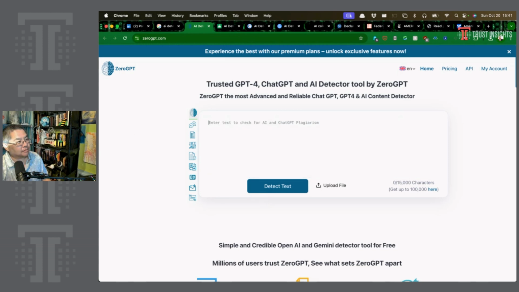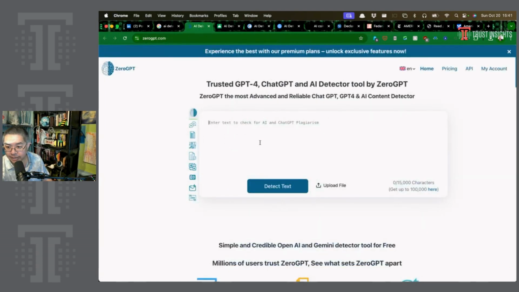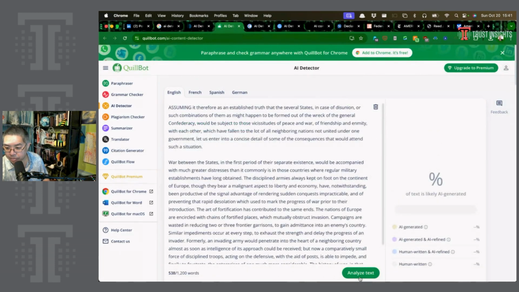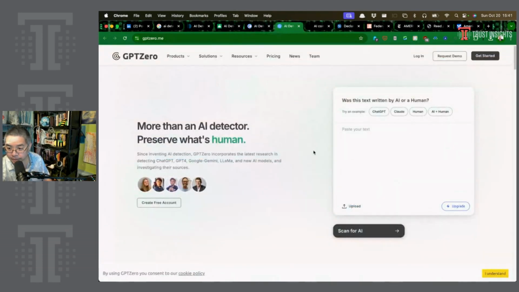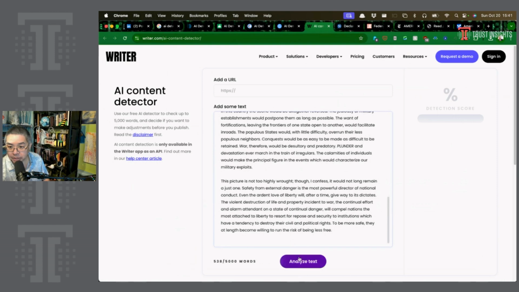Actually, no, let's start with our known good. I'm going to take Federalist Paper number 8 by Alexander Hamilton as our first test candidate. We're going to put a few paragraphs of the Federalist Paper number 8 by Alexander Hamilton in here. Let's go ahead and go machine by machine, service by service, and we got 500 words, so it's a reasonably fair test.